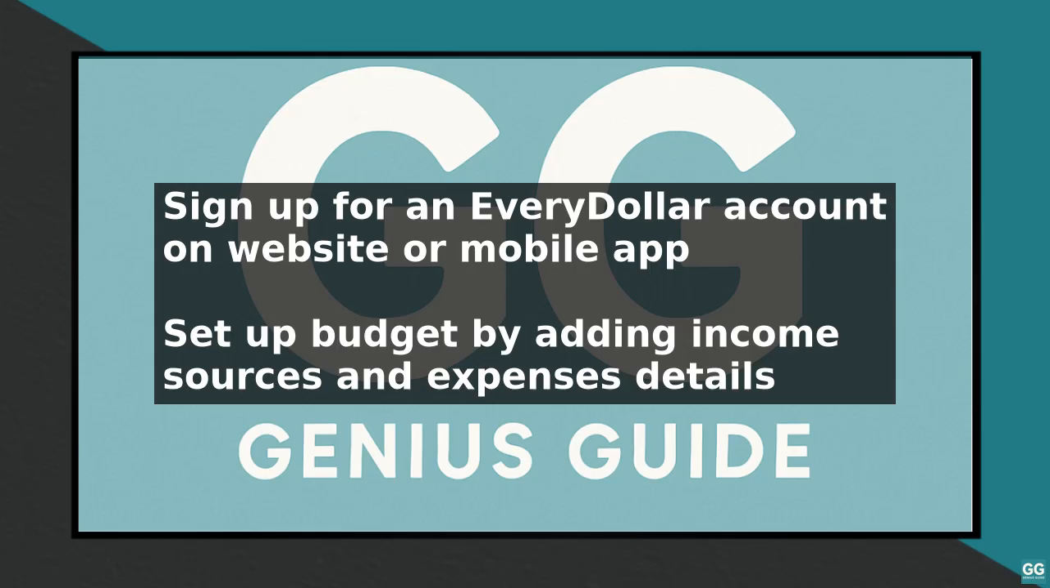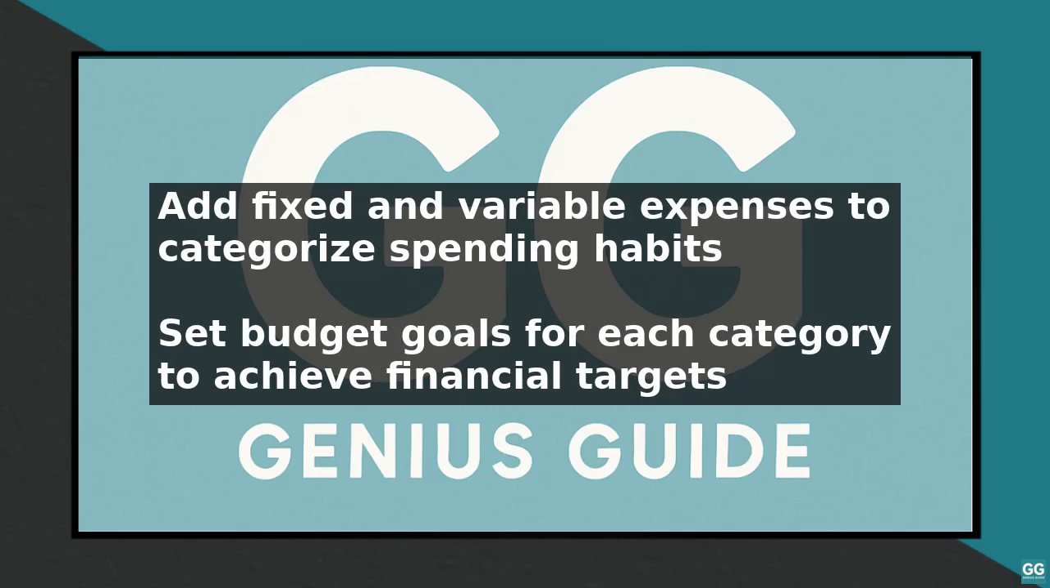After adding your income and expenses, you can set budget goals for each category. For example, you may want to allocate a certain amount of money each month for savings, debt repayment, or retirement. EveryDollar provides you with a clear picture of your financial situation, allowing you to make informed decisions about how to allocate your resources.